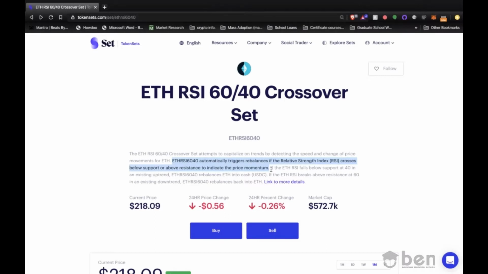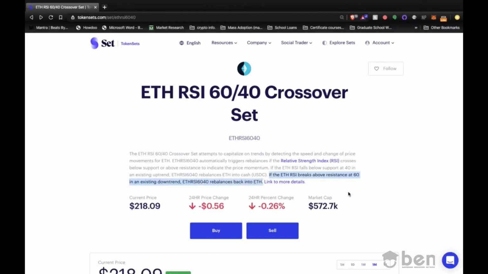So if we want to read a little bit further, it says if the Eath RSI falls below support at 40 in an existing uptrend, the Eath RSI 60/40 rebalances Eath into cash, or USDC. So now we understand the two underlying assets. It's Eath and a stable coin, which is USDC in this case. So let's read on a little bit more. If the Eath RSI breaks above resistance at 60 in an existing downtrend, Eath RSI 60/40 rebalances into Eath.